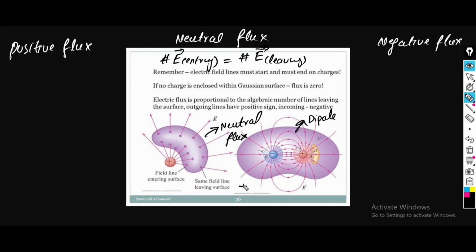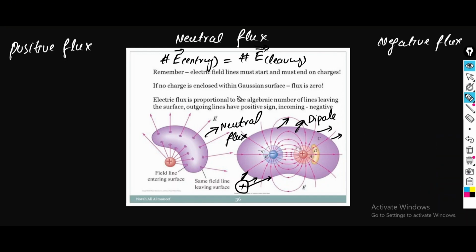So if we put a positive charge here, the number of electric field lines entering this Gaussian surface and leaving it will be equal, because there will be no influence of the dipole present inside, as the charges inside have cancelled the effect of each other.